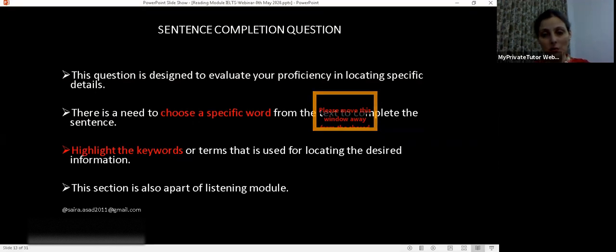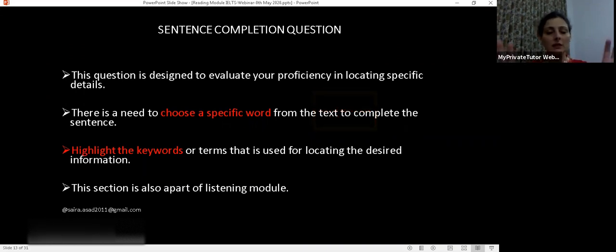Sentence completion question: how it is going to be in the paper. This question is designed to evaluate your proficiency in locating specific details from the passage. There is no need to use your own words, just be very specific. Don't quote anything unspecifically. Everything is over there. Just pick the most suitable word and put it there.